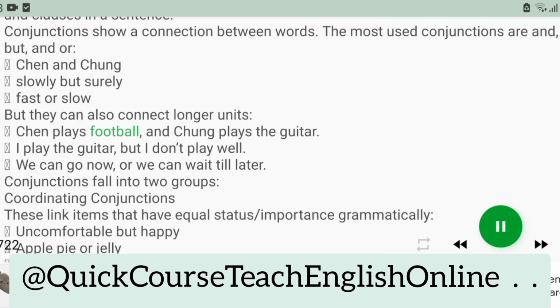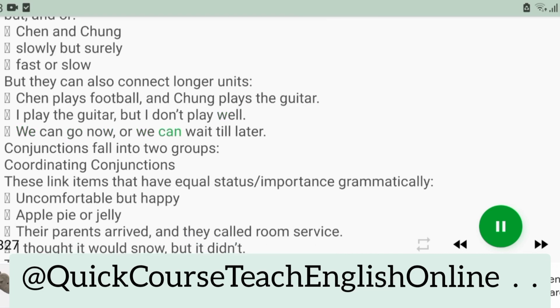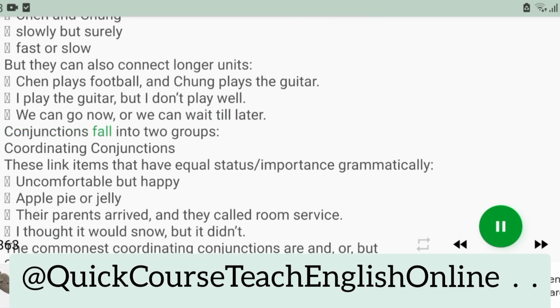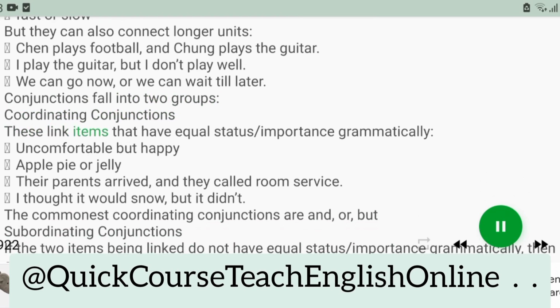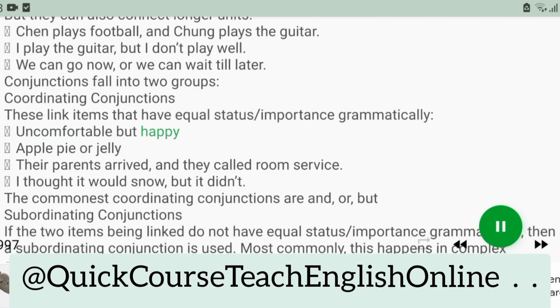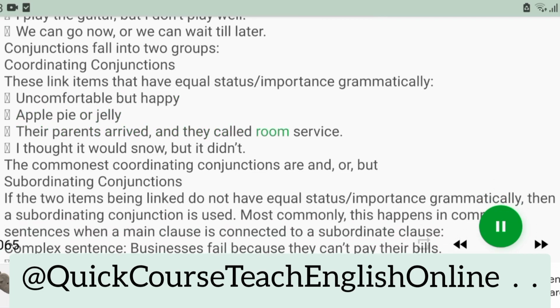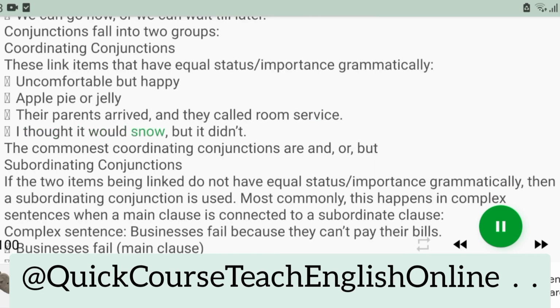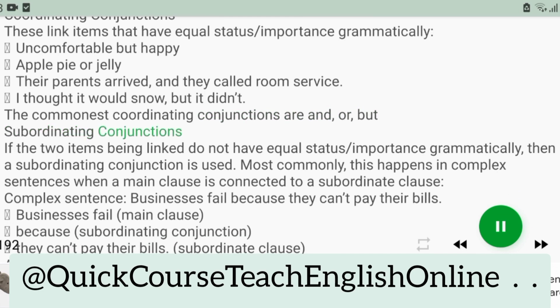Jen plays football, and Chung plays the guitar. I play the guitar, but I don't play well. We can go now, or we can wait till later. Conjunctions fall into two groups. Coordinating conjunctions. These link items that have equal status, importance grammatically. Uncomfortable but happy. Apple pie or jelly. Their parents arrived, and they called room service. I thought it would snow, but it didn't. The commonest coordinating conjunctions are and, or, but. Subordinating conjunctions.